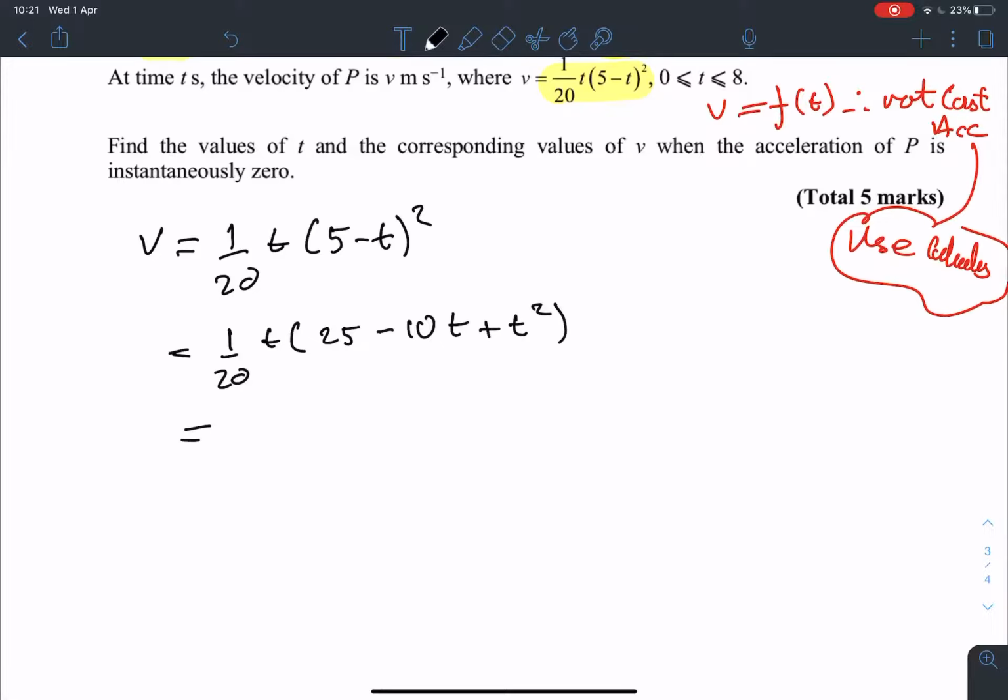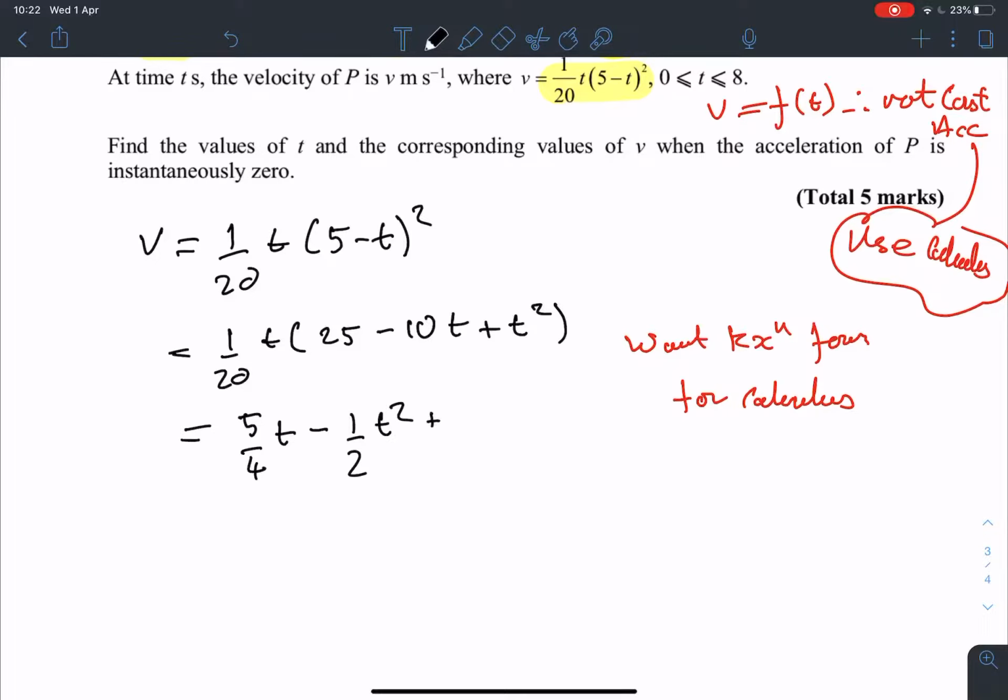So we still want that k, what we tended to refer to as our kx to the n form, a polynomial form for differentiating for calculus. Yeah, we need that structure. So we've got 25 over 20, which is 5 over 4t, minus 10 over 20, which is a half t squared, plus 1/20th of t cubed.